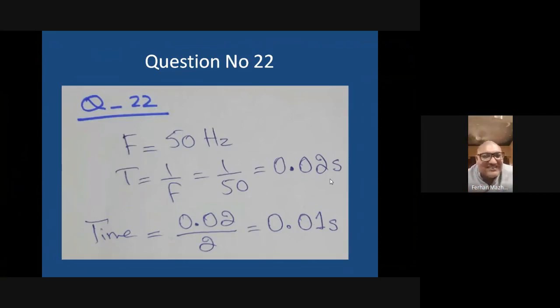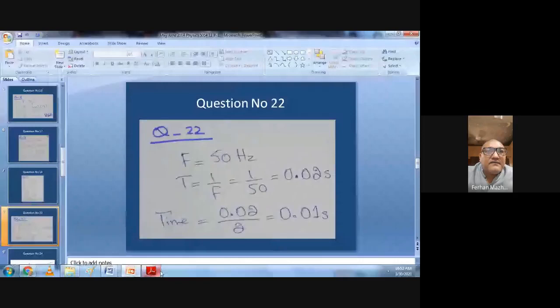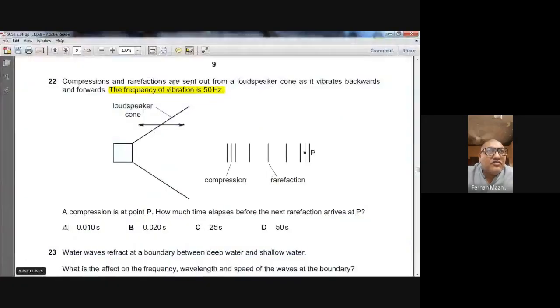But the question is not this. The question is: at P we have a rarefaction, so when the next compression will come, how much time has elapsed? Very simple, it's half the time period. So divide the time period by 2. 0.02 divided by 2 will be 0.01 second. I hope that you have understood. A is the choice.